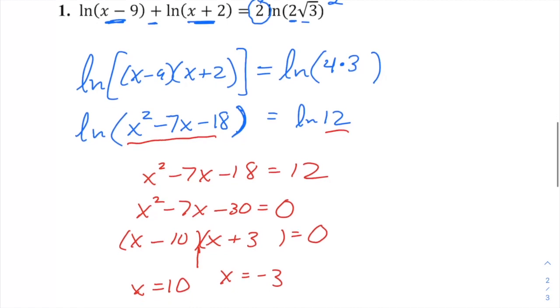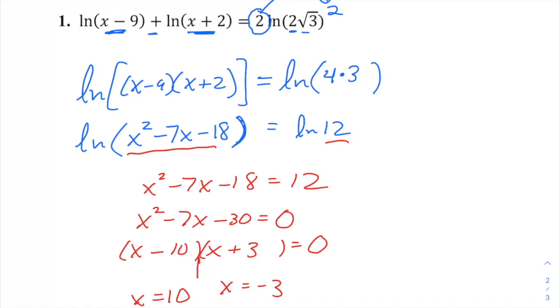Yay, I'm done, right? However, you're not done because you have to remember that logs have domain restrictions. Logs are sometimes undefined. So any solutions you have must be in the domain of these logs. In other words, back in the original problem, before I did any condensing or expanding, I can't have any x value that makes the insides 0 or negative, because that's when logs are undefined. So this shouldn't be a big complicated algebra move to check.